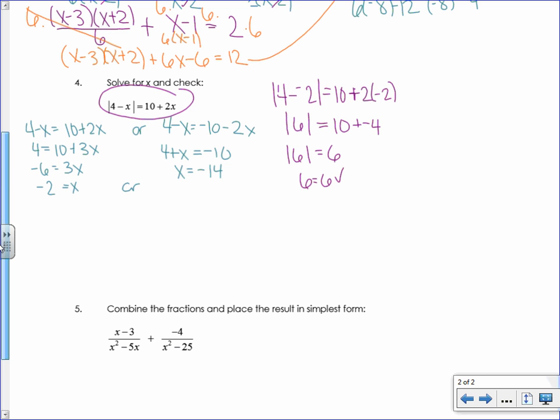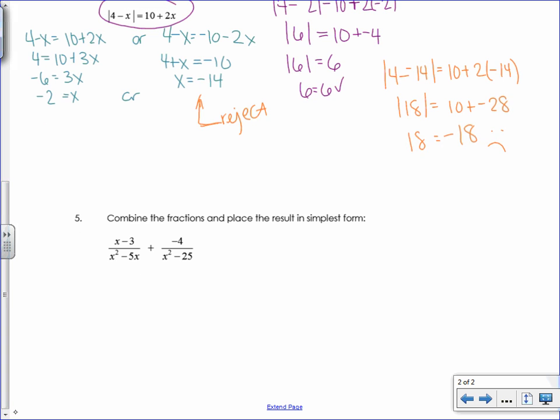When I check x is equal to -14, that's going to be the absolute value of 4 minus -14, which is equal to 10 plus 2 times -14. Here, this is going to become the absolute value of 18. And the absolute value of 18 is 18. And over here, I get -18. So this does not work. This positive 18 does not equal -18, so we need to reject. Alright, x equals -14 is an extraneous solution.